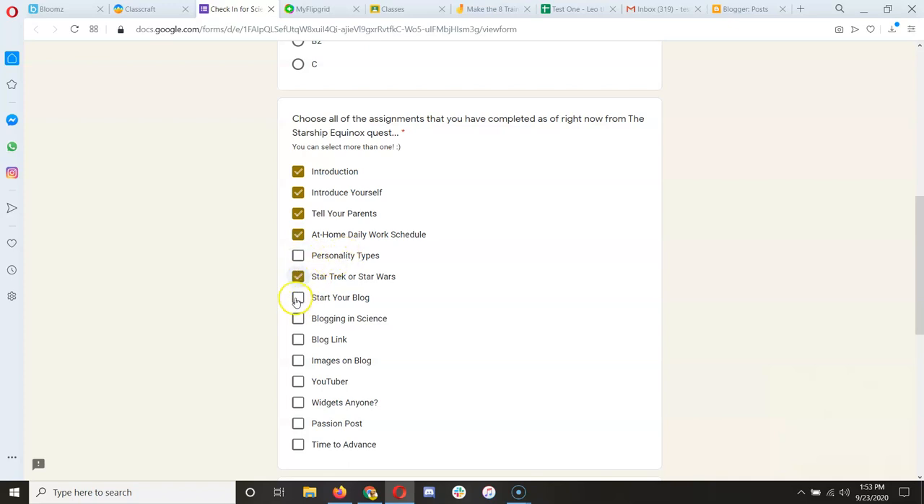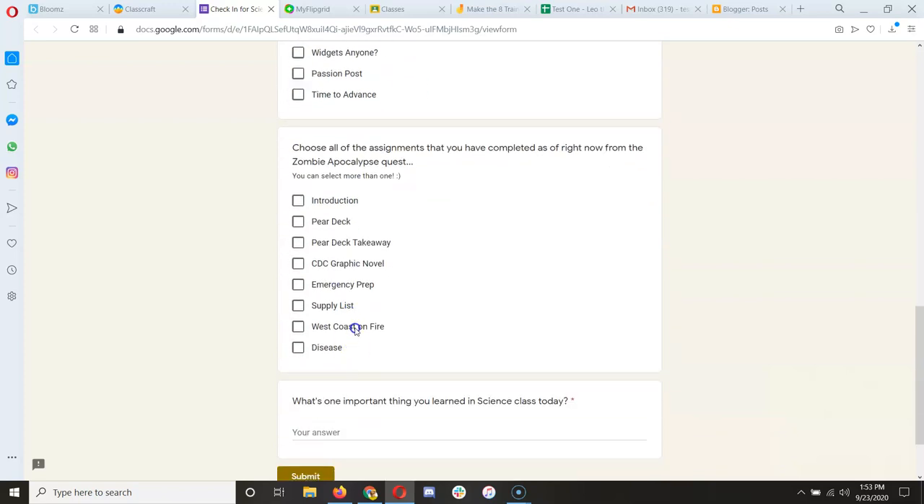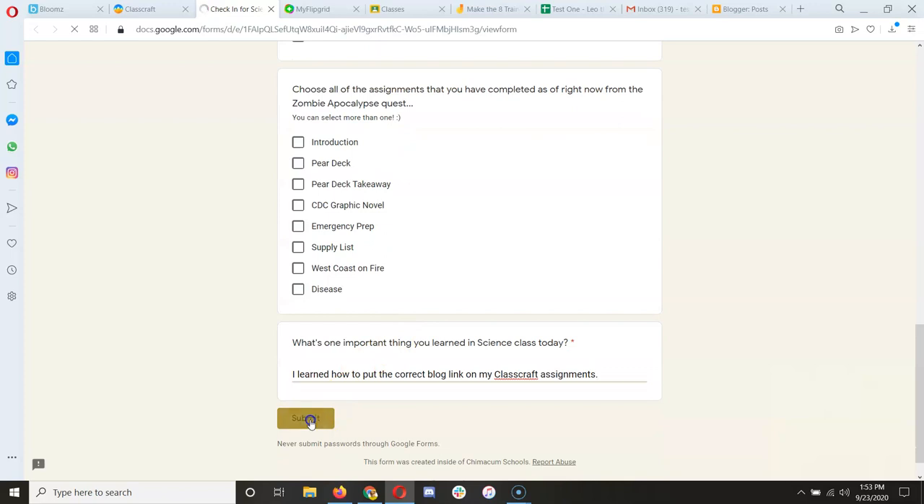I have to go into the discussion forum. I got my blog. I did my blogger's contract. I gave the right link. That's all I got left. And this one, haven't even started. So what's one thing I learned today? I learned how to put the correct blog link on my Classcraft assignments. Because that's something that everybody has to know.